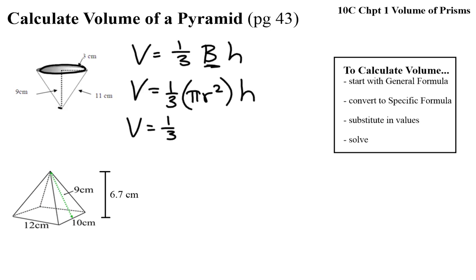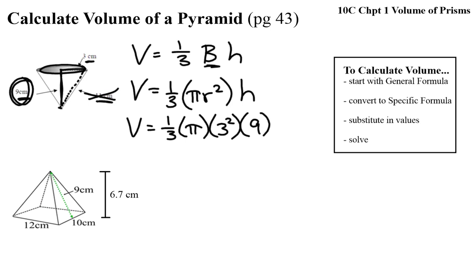So volume is 1/3 times pi. Now we need the radius of the circle. Well, radius is given. That's 3, so 3 squared. And now we need the height. Well, we have 11 and we have 9. 11 is showing the slant height. That's a surface area value. We need the vertical height, straight up and down, so that'll be the 9. So the volume of that cone is 84.8 centimeters cubed.